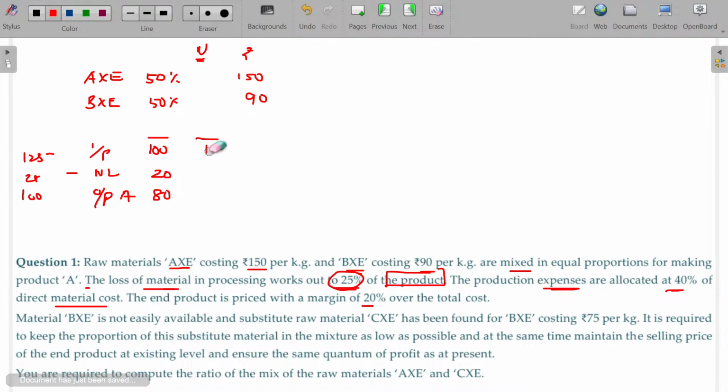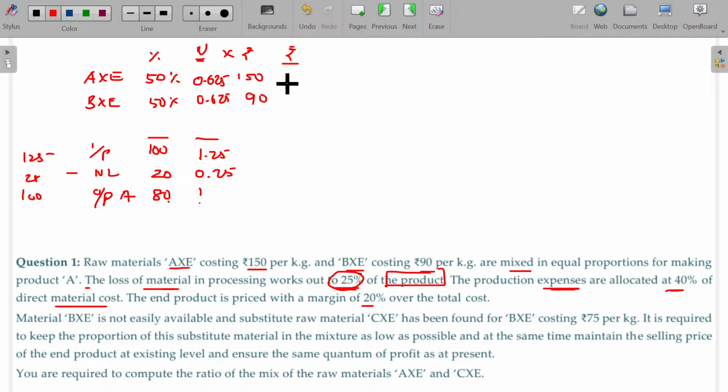For 1 unit of output, what could be the mix? For 80% of the output, 20% will be the normal loss. For 1 output, the loss should be 0.25, so 1.25 should be the input. Out of 1.25, 50% AXC, otherwise 0.625. You multiply these two, then you will get the total rupees.